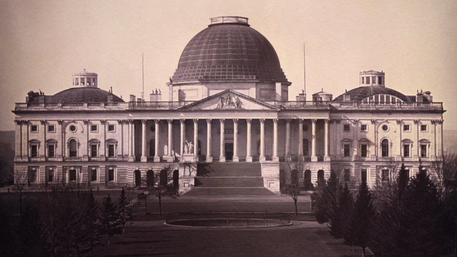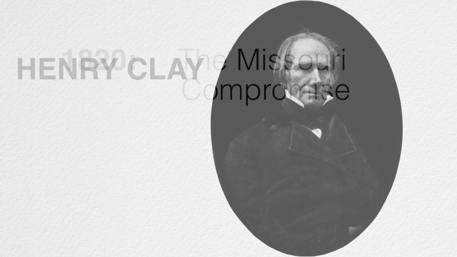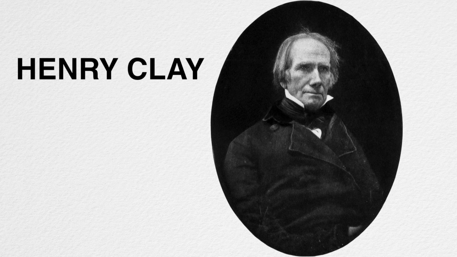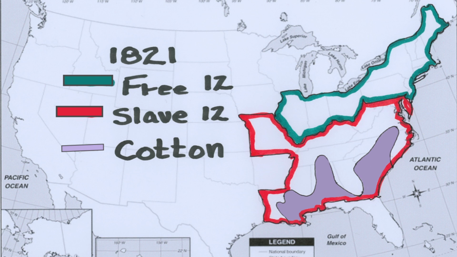The first of these compromises came in 1820, when the congressman from Kentucky, Henry Clay, worked out the so-called Compromise of 1820, or Missouri Compromise, which ensured the entry of new territories as states in pairs, one slave, one free. And as this map shows, in 1821, this balance assured that there would be 12 states on either side of this division.